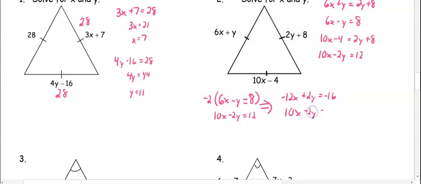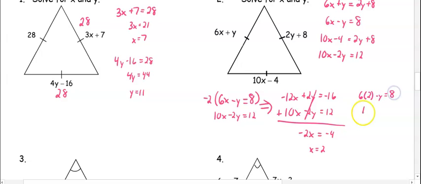10x minus 2y equals 12. So when we add straight down, we get negative 2x equals negative 4. Divide, x is 2. Then we can substitute back into one of those equations. So 6 times 2 minus y equals 8. 12 minus y equals 8. We can subtract 12 from both sides. Negative y equals negative 4. When we divide, y is 4. So we get (2, 4).